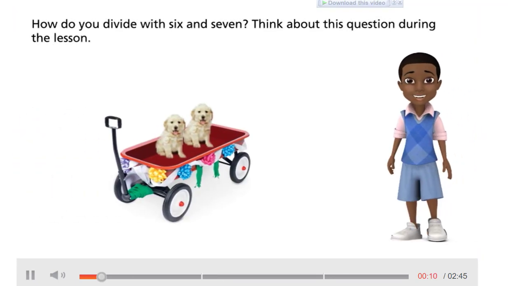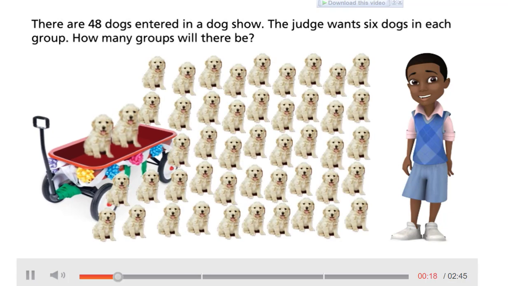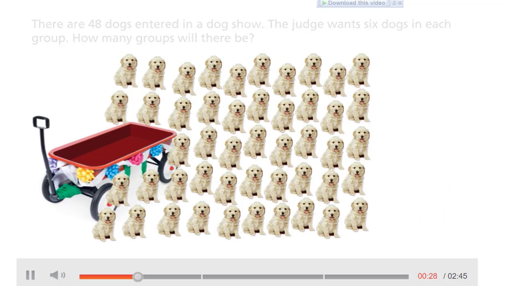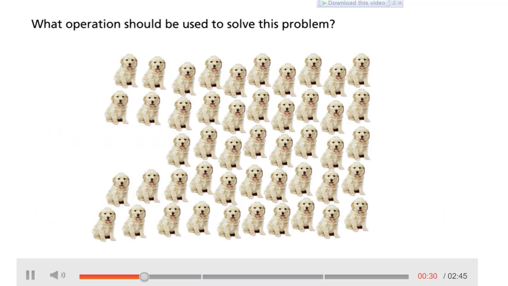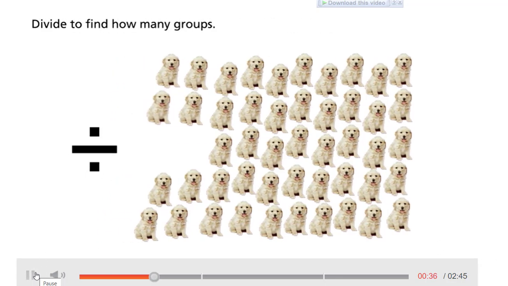How do you divide with 6 and 7? Think about this question during the lesson. There are 48 dogs entered in a dog show. The judge wants 6 dogs in each group. How many groups will there be? What operation should be used to solve this problem? Divide to find how many groups.